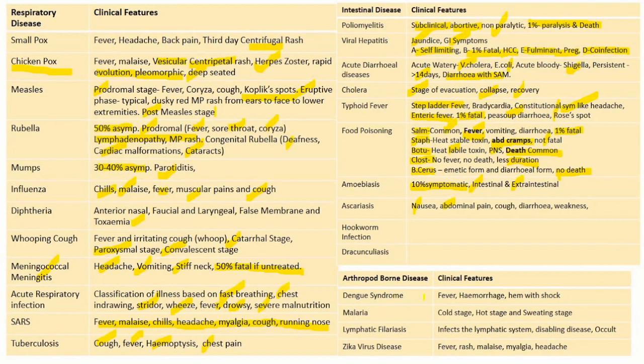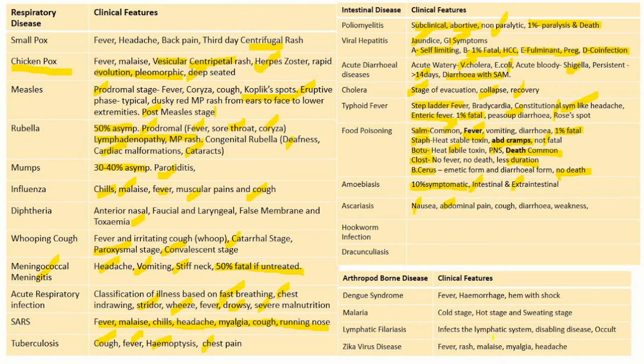For dengue syndrome, we have fever, hemorrhage, and hemorrhage with shock as different grades of dengue fever. Malaria has stages: cold stage, hot stage, and sweating stage, which is associated with fever, chills, and rigors. The lymphatic filariasis infects the lymphatic system, a disabling disease. Occult filariasis also will be there.